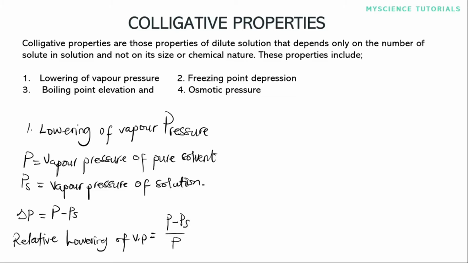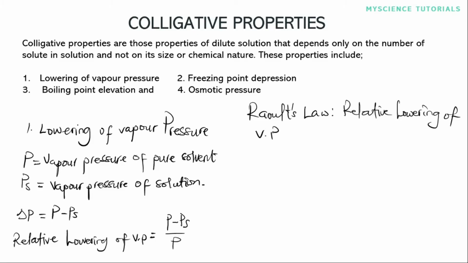Now there is a rule that we call Raoult's law, and this law states that the relative lowering of vapor pressure of a dilute solution is proportional to the mole fraction of the solute present in the dilute solution. Now we need to note something in Raoult's law. It states that the relative lowering of vapor pressure is proportional to the mole fraction of solutes present in the solution.